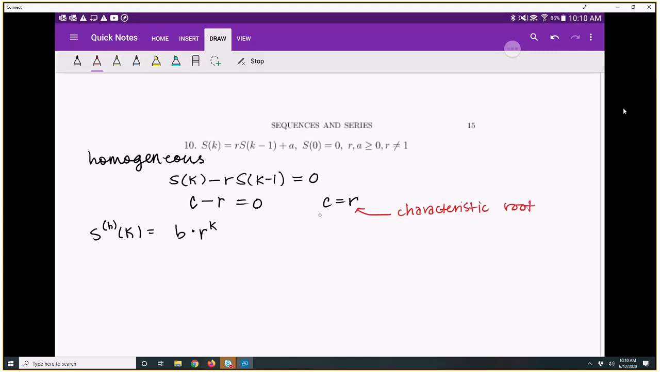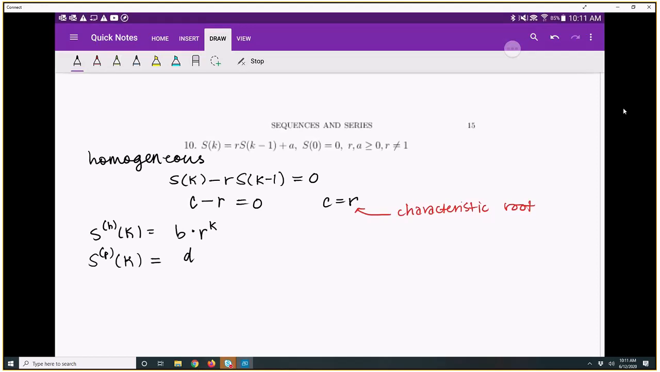And I used c here as my variable because a was already in the problem. In the other problems I've been using a, but a was already in the problem. Okay, so this is the homogeneous solution. Now I need to look for a particular solution, and we've already seen an example where we had a constant on the other side. We just assume that our particular solution is a constant.